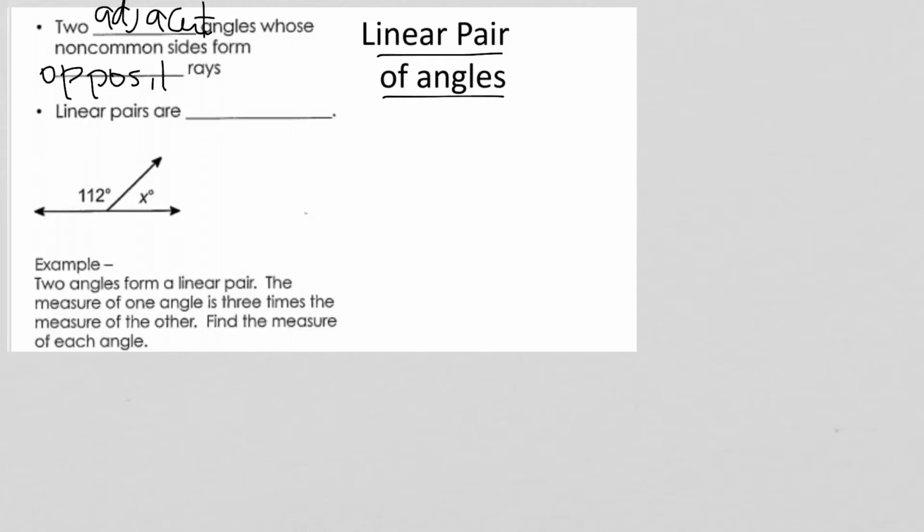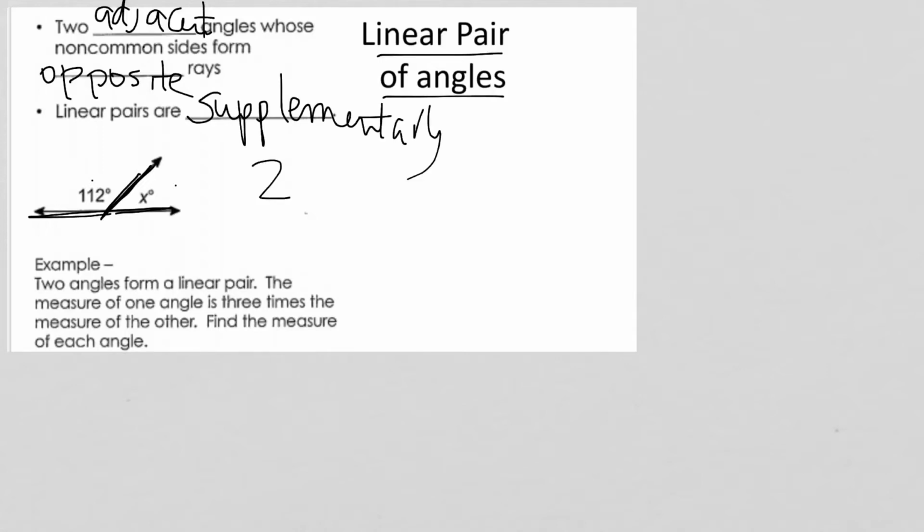So if you look at that picture below, these are two adjacent angles. They are sharing this common side. These are the non-common sides, so they are opposite rays. Linear pair of angles are supplementary. And who knows what supplementary is? That means two angles that add up to 180.